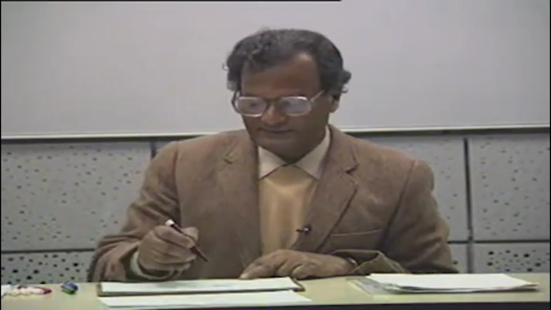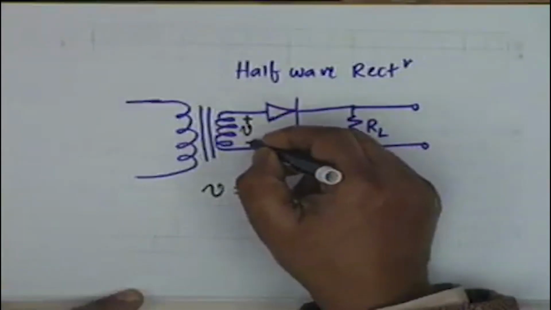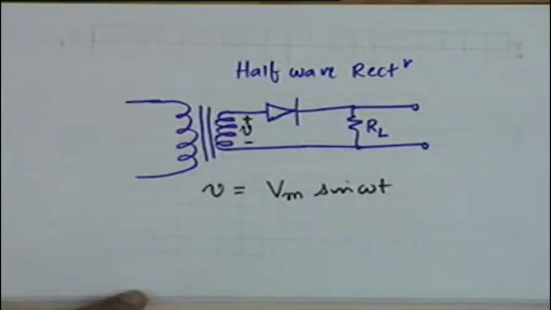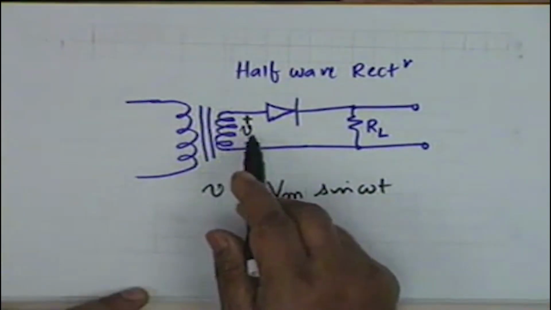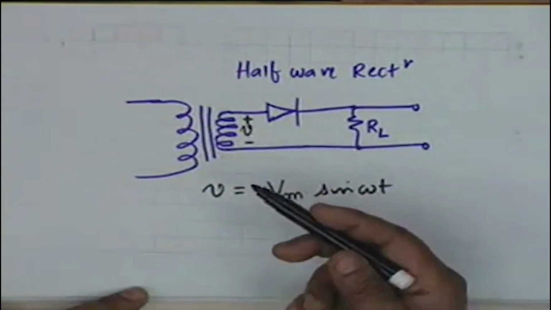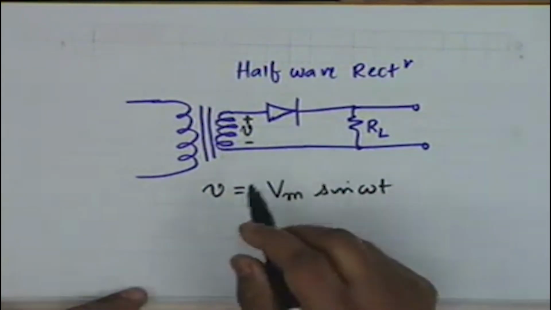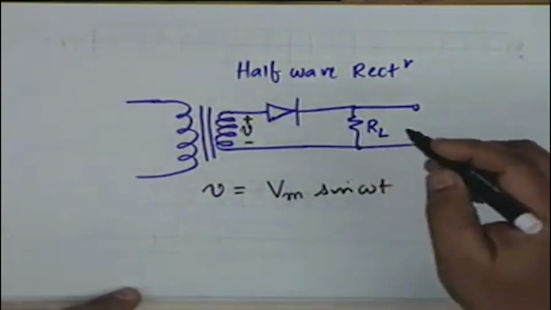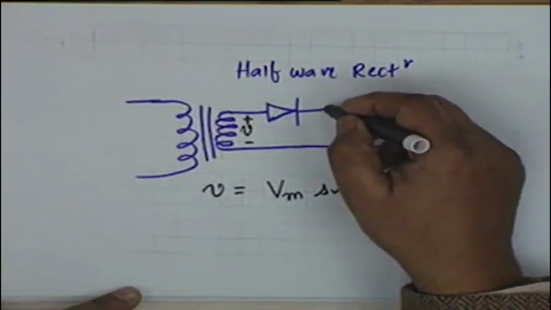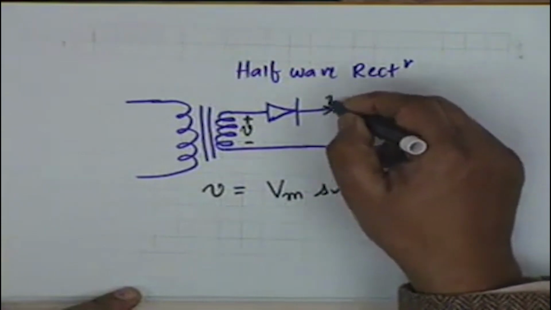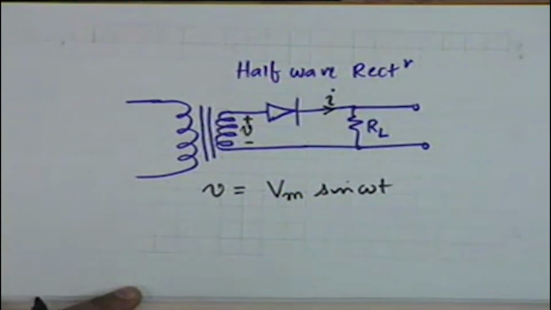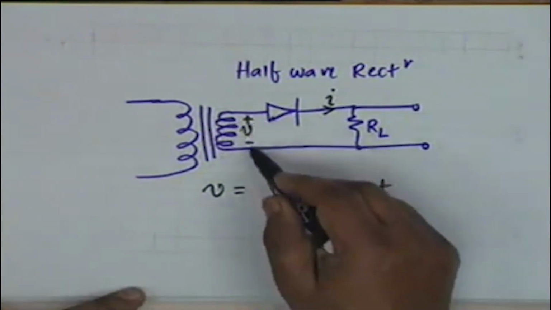Obviously V can be positive as well as negative, and if we do this polarity, then when V is positive, V has this polarity, the diode conducts. When V has the opposite polarity, that is for the negative half cycle, the diode does not conduct, and therefore the current in the circuit, let's say I, shall be half sinusoids. The I shall only reflect the positive halves of V.